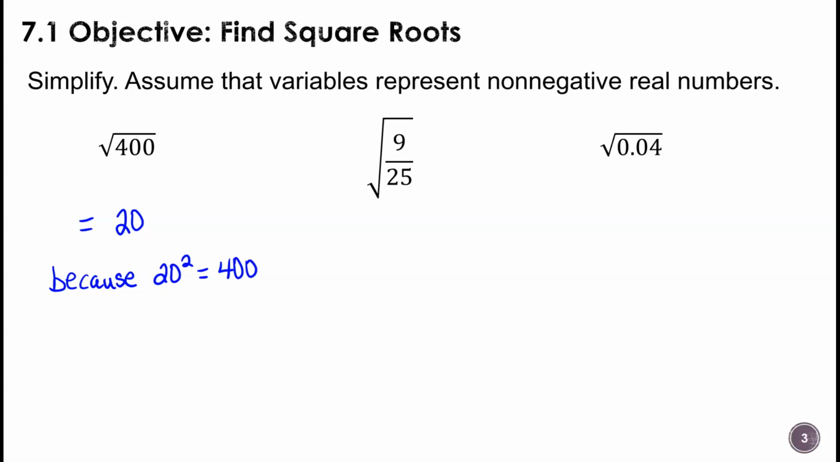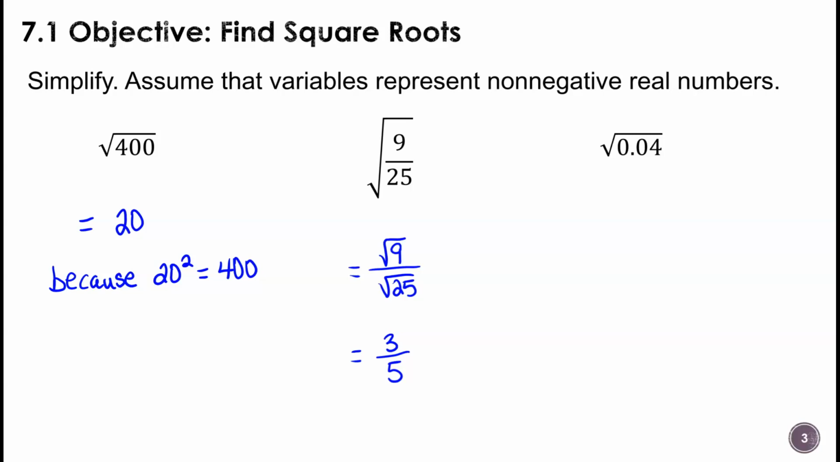And then on the next one, this is just the square root of a fraction. Now, you don't want to really enter this in your calculator. Some calculators would give you a decimal answer on this. So you can write it as the square root of 9 over the square root of 25, and then that would be 3/5. So you just take the square root of each number separately, because the square root of 9 over 25 is the same as the square root of 9 over the square root of 25.